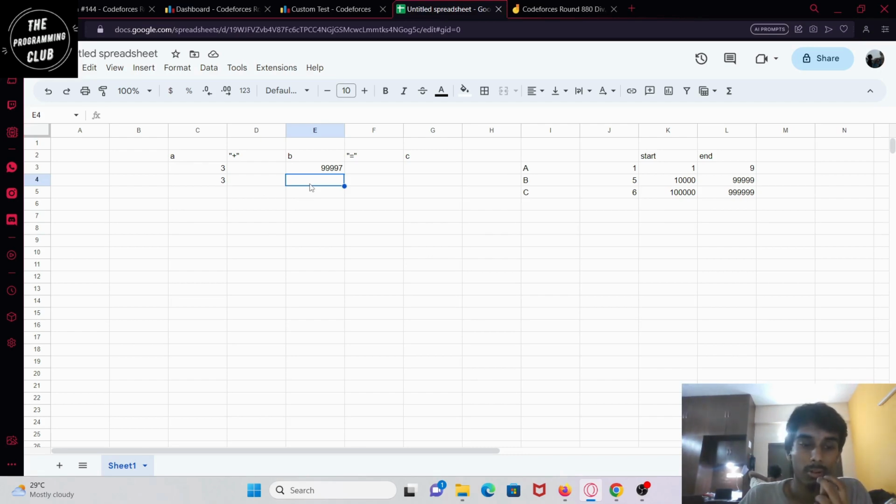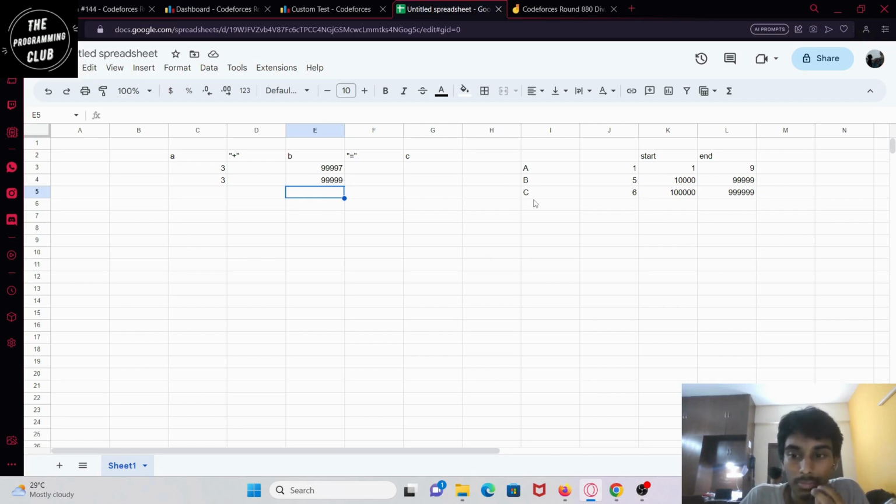So now observe that 3 plus the final possible value of B, which is 99999, does have 6 digits. So that is the last B in the range. So yeah, that is how we are getting the range of B.